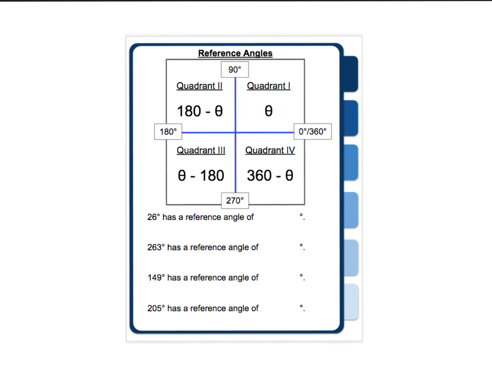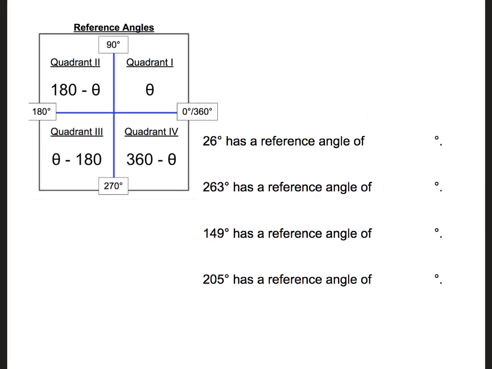All right, without further ado, let's look at your 4 examples. So my first one, we have a 26-degree angle. So 26 degrees, that's going to be between 0 and 90, so I know I'm in quadrant 1. If I'm in quadrant 1, my reference angle is just theta. It's whatever I started with. So this one, I'm going to have a reference angle of 26 degrees. And we're done. That was easy.